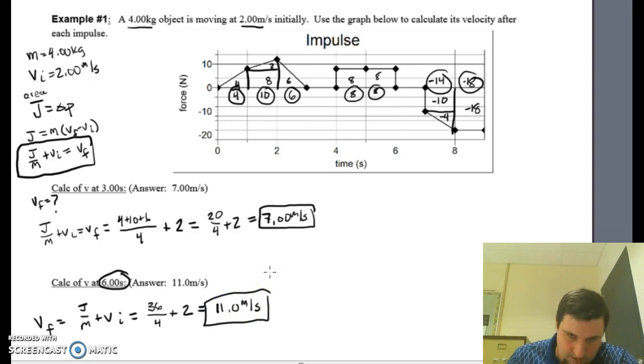So go ahead and do the same thing for the bottom one from 0 through 9. Just add up all these areas. That will be the impulse. You should end up with an answer of 3 meters per second. So that's how you do this problem. Go ahead and do, I believe it's number 1 in the worksheet as well. It's very similar to this. All right.